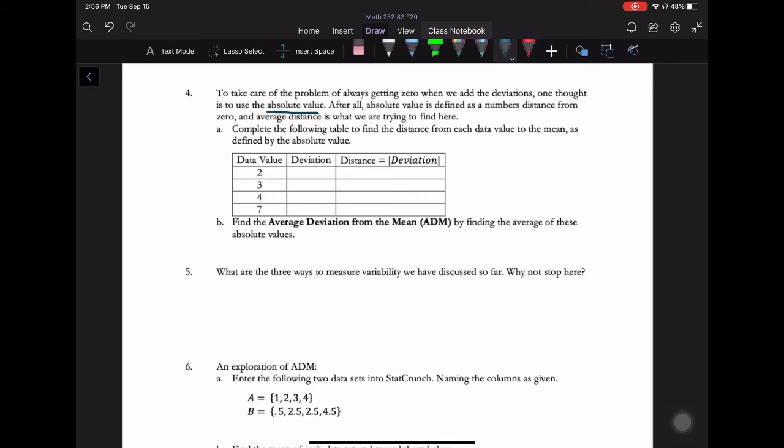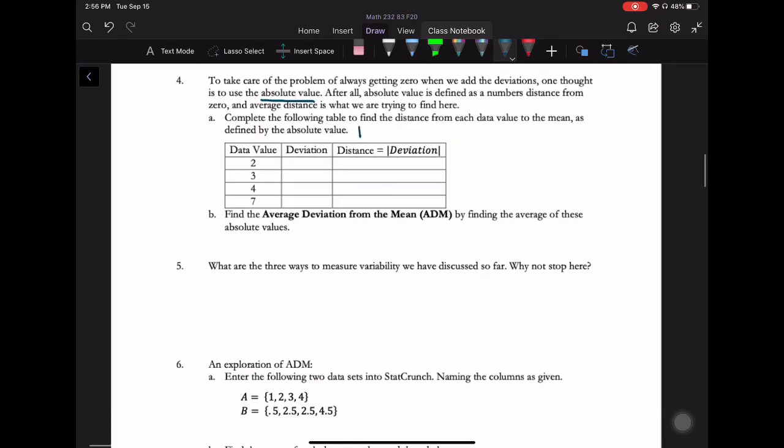Using the values from before, remember that the mean was 4. We're carrying this over from the other page. 2 minus 4 was negative 2. 3 minus 4 was negative 1. 4 minus 4 was 0. And 7 minus 4 was 3. Now taking the absolute values of each of those values, it just makes all of the numbers positive. Now I can find the average without worrying about things canceling out.